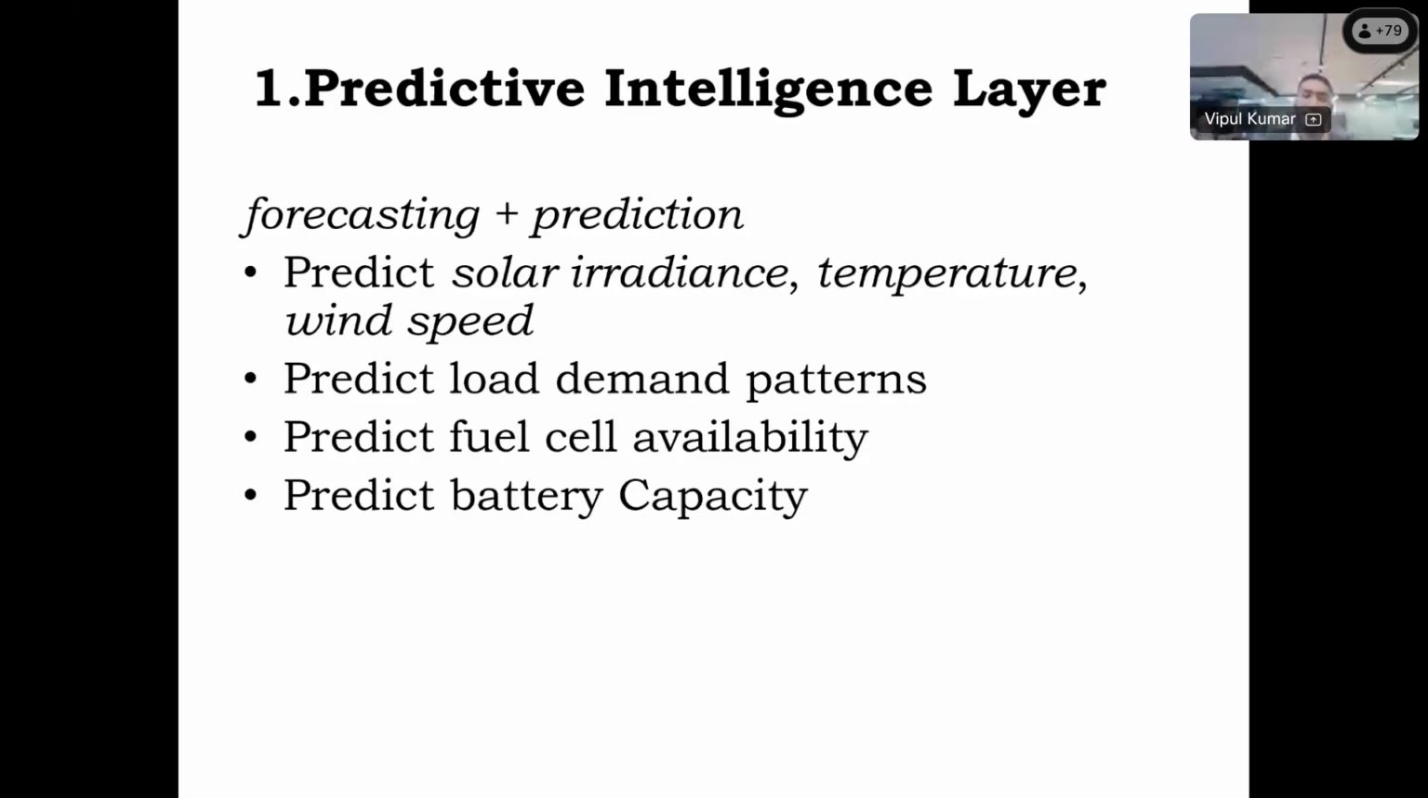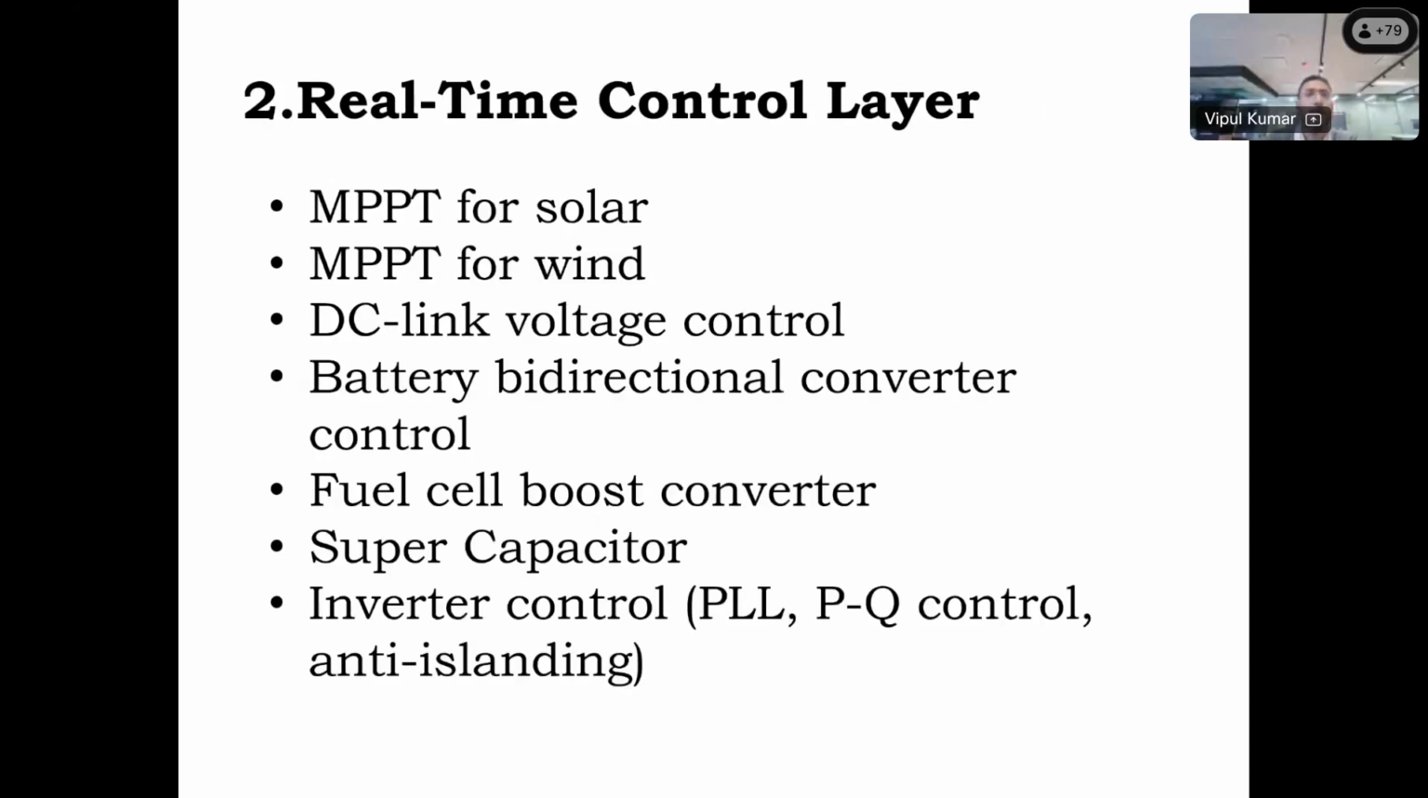It will take the data, and according to the data, it will predict the load switching. Okay, so that is the first layer. And the second layer that we have discussed, like MPPT of solar and MPPT of wind, and how we are controlling, or the controllers we have used in the software. In software means control software. So all control algorithms come in the real-time control layer.